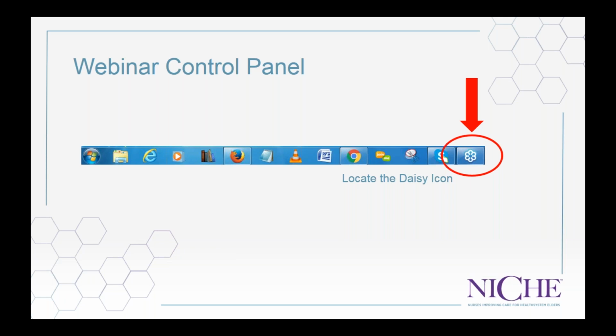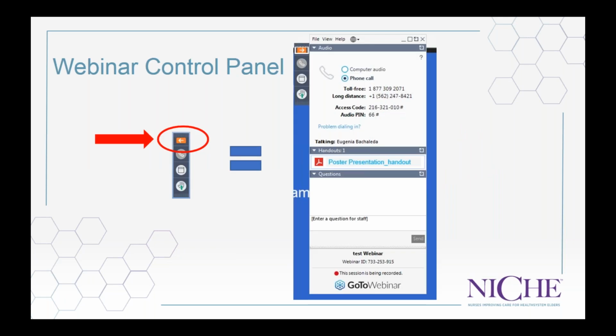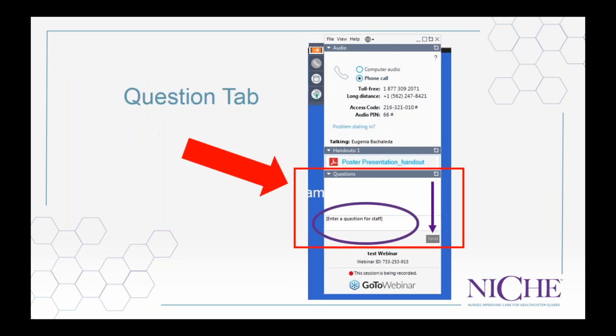Because we're in webinar mode and the participants do not have microphones enabled, you will need to submit your questions through the webinar control panel. So look for the daisy icon on your computer's taskbar and then click the icon to access your webinar control panel. In this view, you'll see two versions of the webinar control panel. The view on the left side is the collapsed view. In order to expand the view of your webinar control panel, just click on the orange arrow at the top. The full view of the webinar control panel is displayed here on the right-hand side.